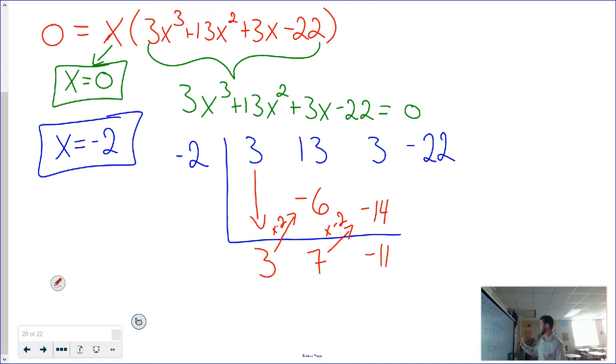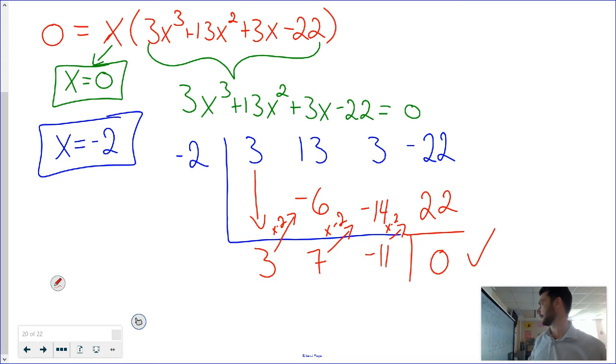And -2 times -11 is a +22. I multiply this by -2 again. If I multiply by -2, I get 22, which is great because now if I add these, I get 0, which needs to happen. So once again, to recap that, we drop that 3 straight down, and then we do the bottom times the left side, -2, to get -6, add, times by the left side, add, times by the left side, add. Okay. So boom, we should never have a remainder with these.